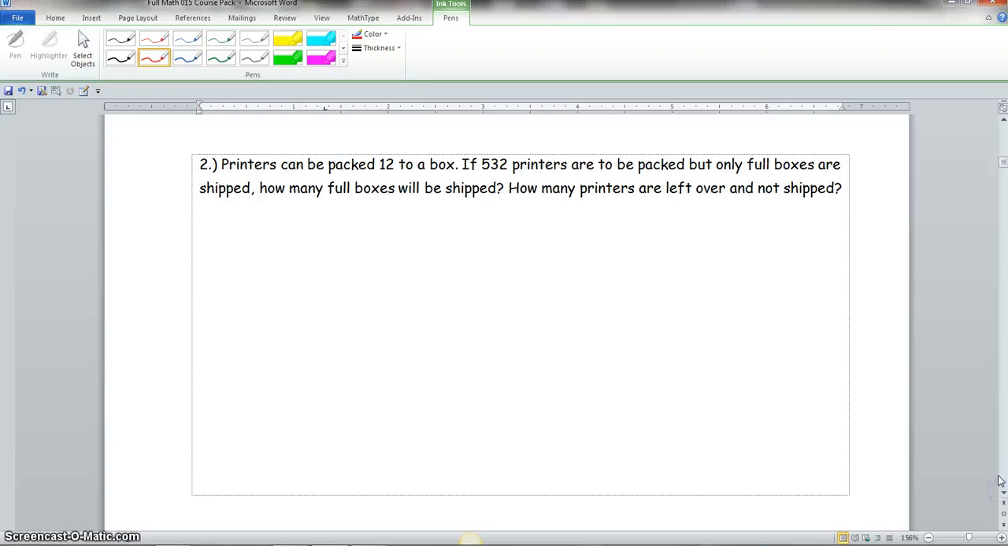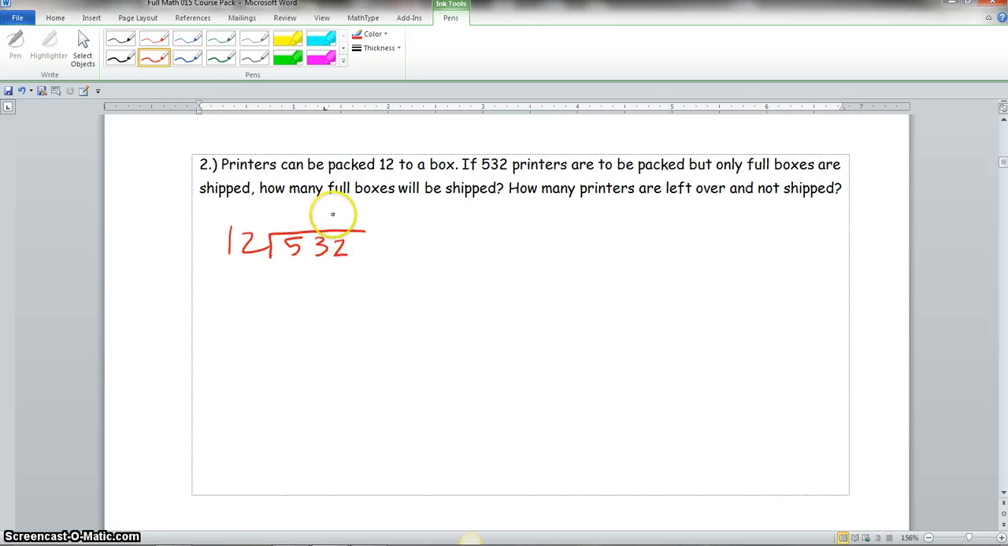Okay, number 2. Printers can be packed 12 to a box. If 532 printers are to be packed, but only 4 boxes are shipped, how many boxes will be shipped? And then our next question, how many printers are left over and not shipped? Okay, so now we would take 12 into 532.